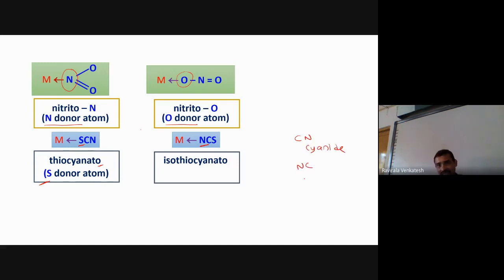Reverse, if you write NC, that is called isocyanate. So when you're writing reversely, what happened? We can write isothiocyanate. The donor atom will be nitrogen here.